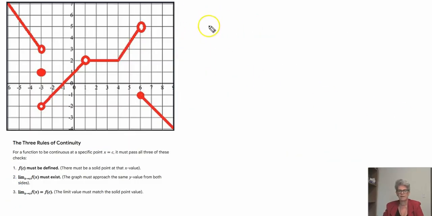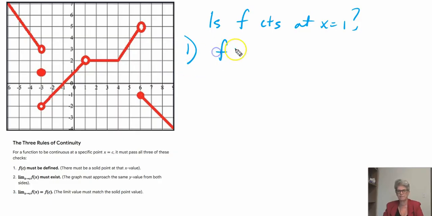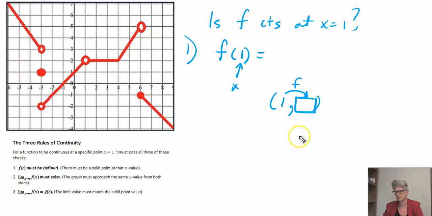Okay, let's see, is f continuous at 1? Let's use the 3 rules. Okay, so what is f evaluated at 1? Well, this is the x-coordinate, and I look for the point whose x-coordinate is 1 on the graph. And f evaluated at the x-coordinate will be whatever the y-coordinate is, and that will be f evaluated at 1.